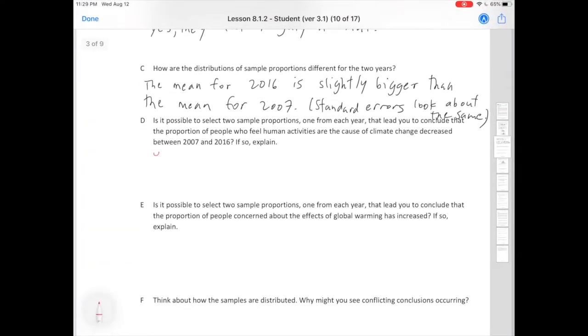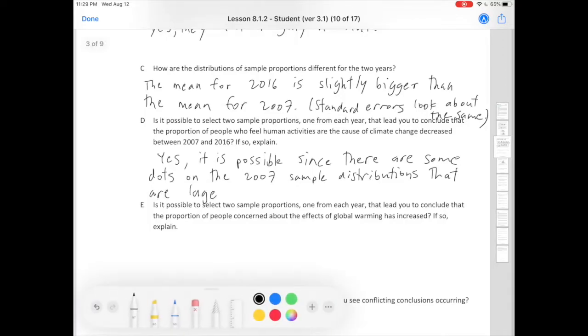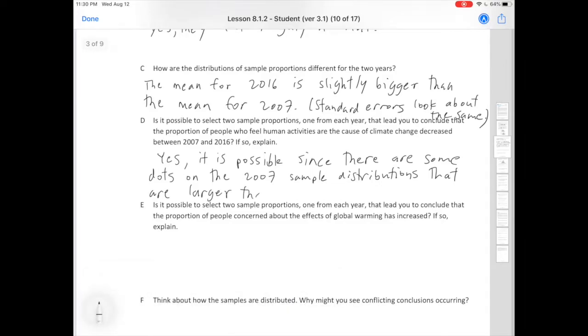So yes, it is possible, since there are some dots on the 2007 sample distribution that are larger than some dots on the bottom. Okay, so this is not good, right? There are some misleading samples that can be taken.